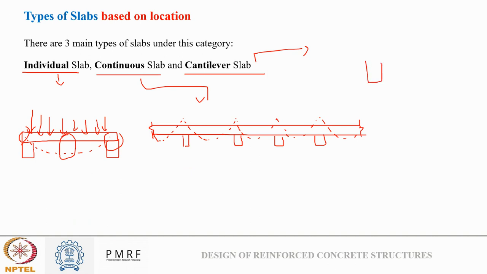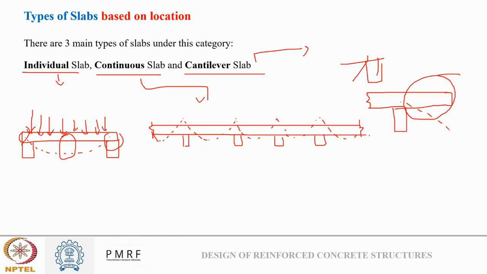And finally we have cantilever slab. So cantilever slab is nothing but where one end terminates. So if I try to draw, suppose from this side I have a continuous slab running and here my slab is ending. So this portion is known as the cantilever part. So we have deflection in this manner. So these are the different types of slab based on the location.